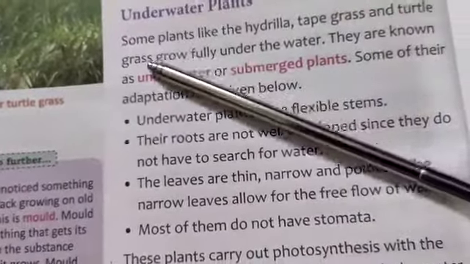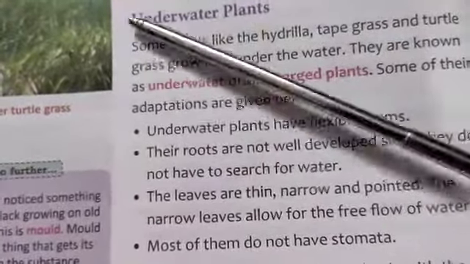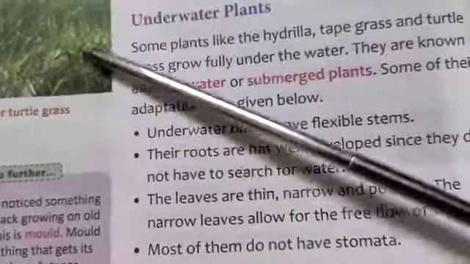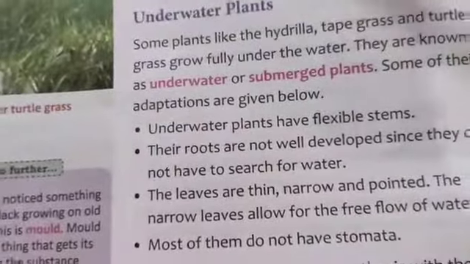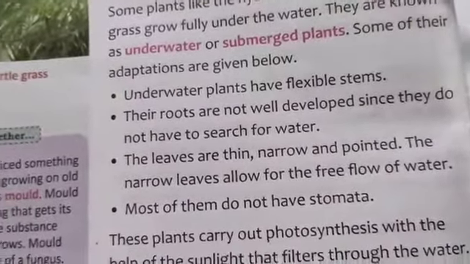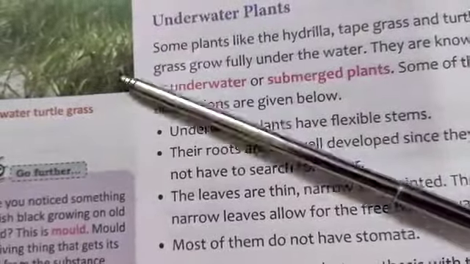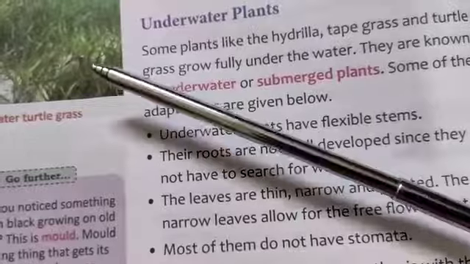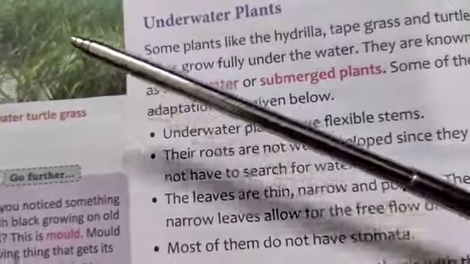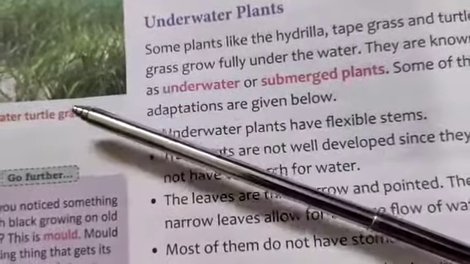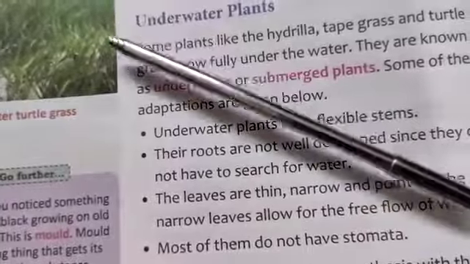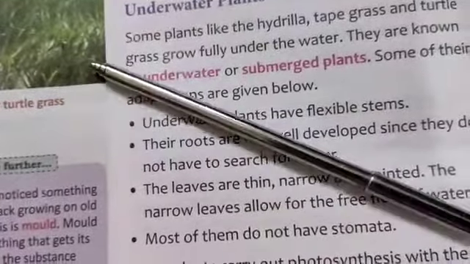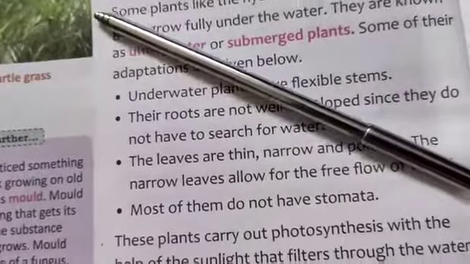The narrow leaves allow for the free flow of water. So, the water can easily flow over these leaves. Nothing will happen to the plant. Most of them do not have stomata. What is the function of stomata? For breathing by the leaves. And here the leaves are under the water, so they do not need to breathe in the same way as the terrestrial plants. So they do not have stomata.